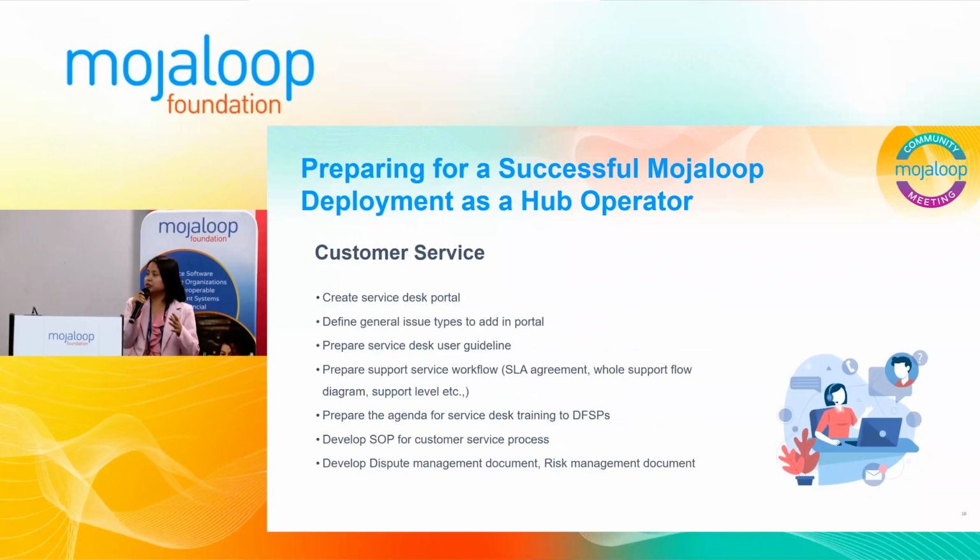In order to provide good customer service to the DFSPs, which is a crucial task for us as well, we created a service desk portal and gave training to DFSPs in order to classify the types of issues. We define issue types, like incidents, change requests, or problems. We also developed the standard operating procedure file, including the service level agreement, our process workflow diagram, and support level 1 and level 2.